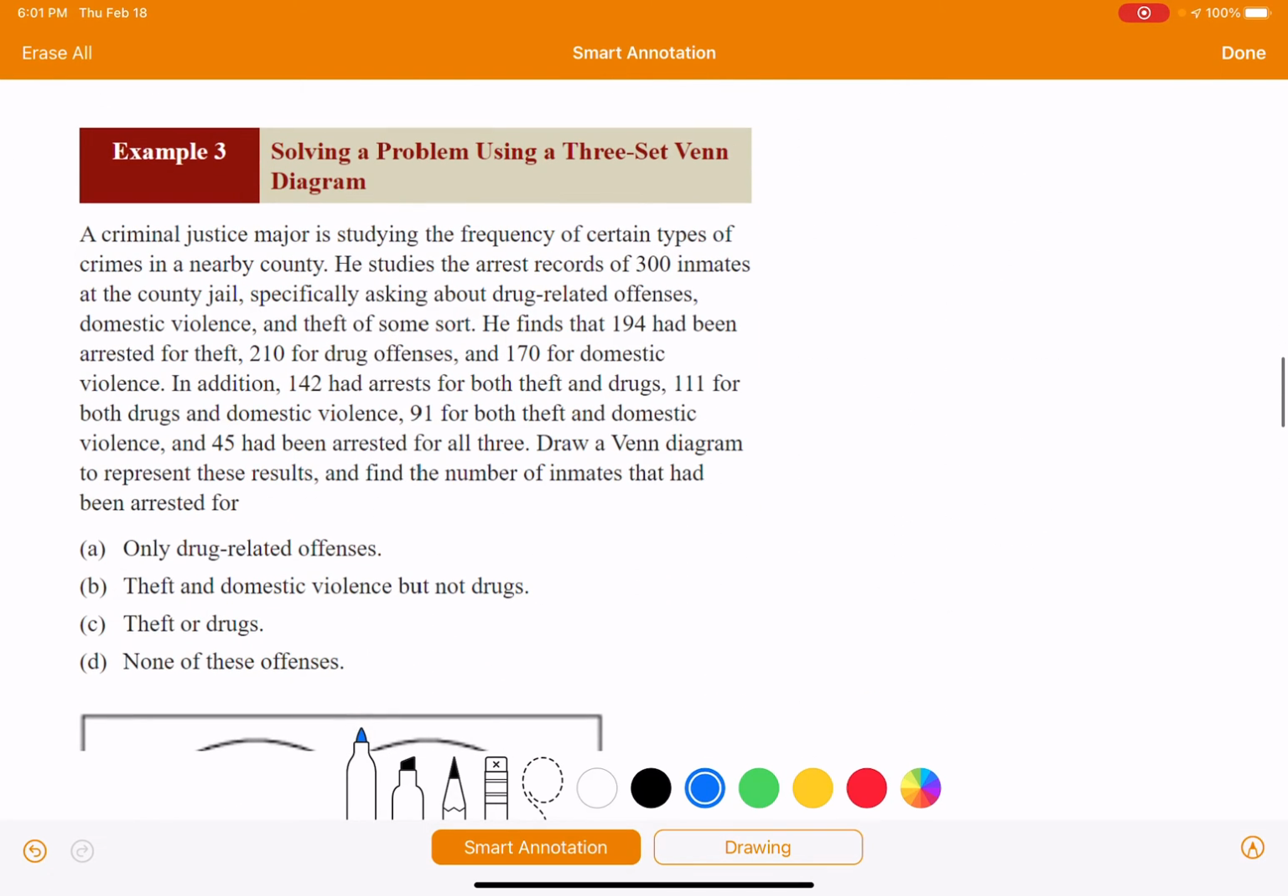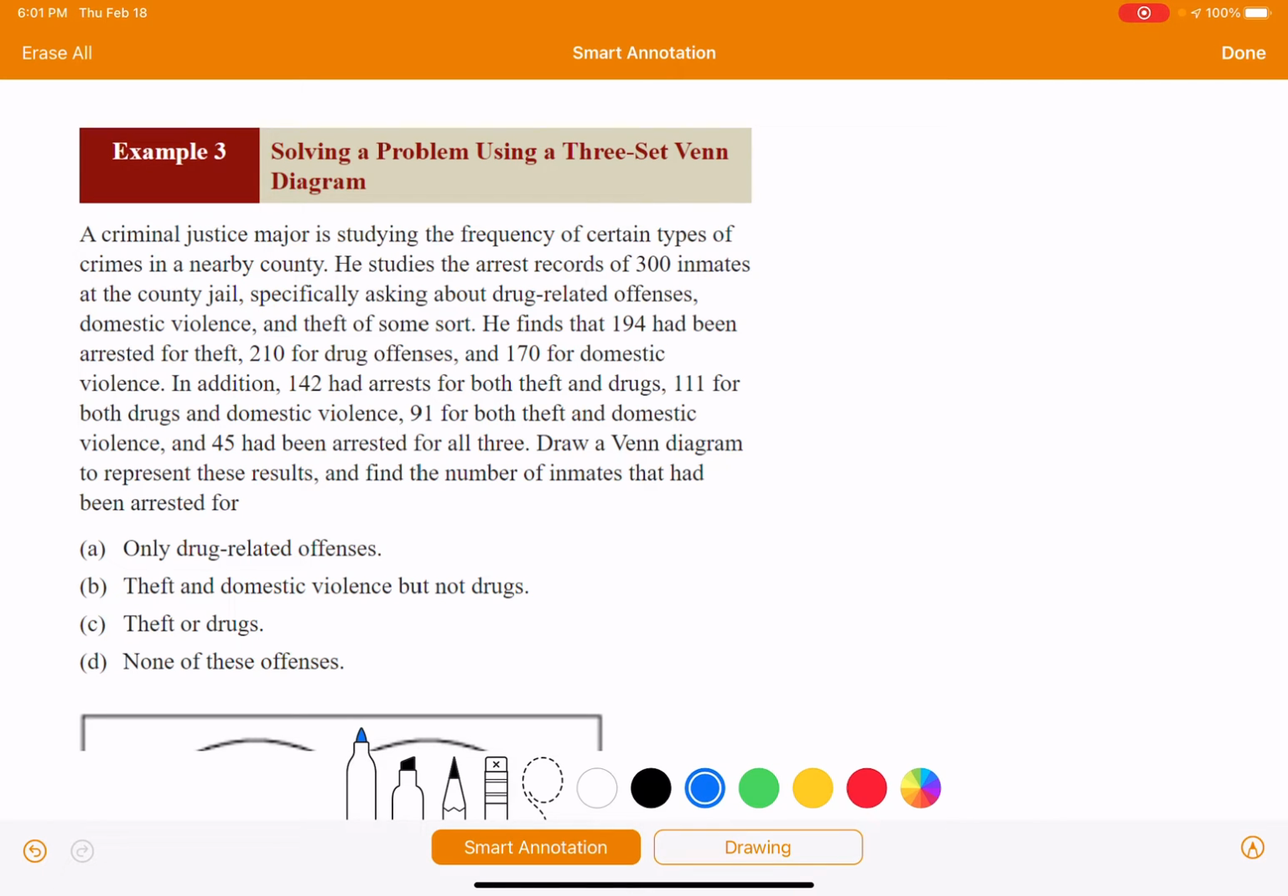A criminal justice major is studying the frequency of certain types of crimes in a nearby county. He studies the arrest records of 300 inmates at the county jail, specifically asking about drug-related offenses, domestic violence, and theft of some sort. He finds that 194 had been arrested for theft, 210 had been arrested for drug offenses, and 170 for domestic violence.